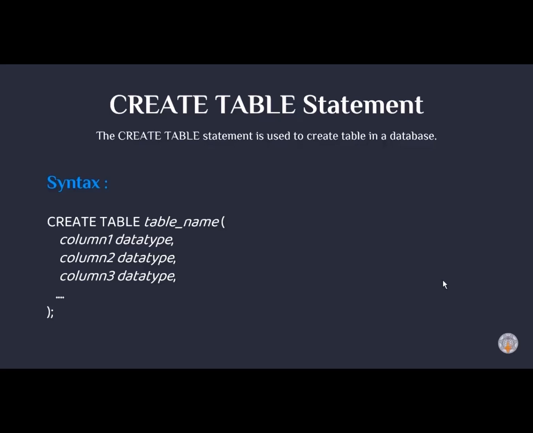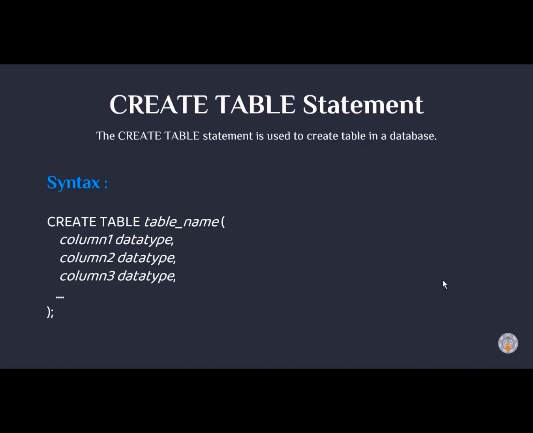And column 1 will be replaced by the name of the column, and data type indicates which type of data column 1 will store. Same as column 2 will be the column 2 name and data type, what type of data that column 2 should store, and column 3 and data type. So this is the syntax to create a table.